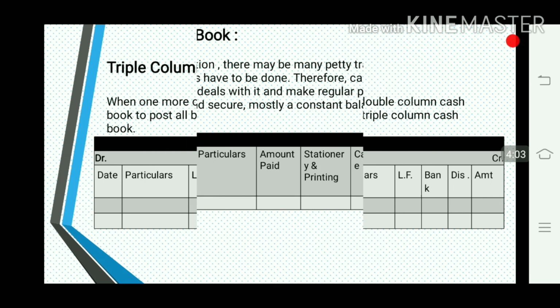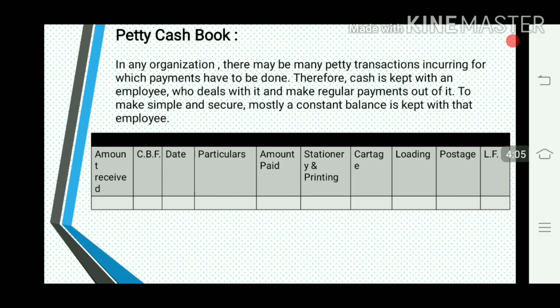Now we will see the petty cash book. In any organization or business, there are many petty transactions incurred for which payments have to be made. Therefore, cash is kept with an employee who deals with it and makes regular payments out of it. To keep it simple and secure, mostly a constant balance is kept with that employee. This is the format of the simple petty cash book.